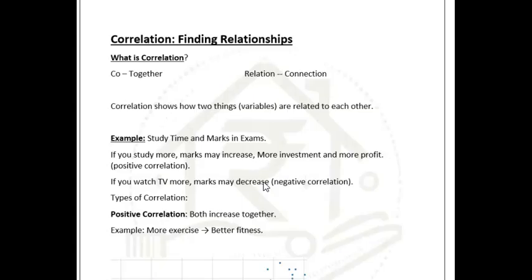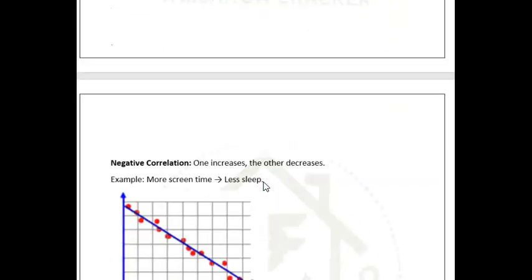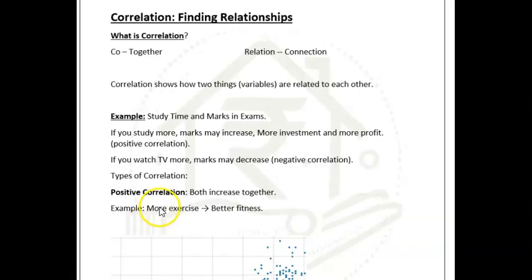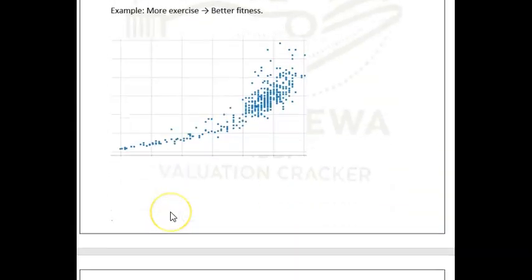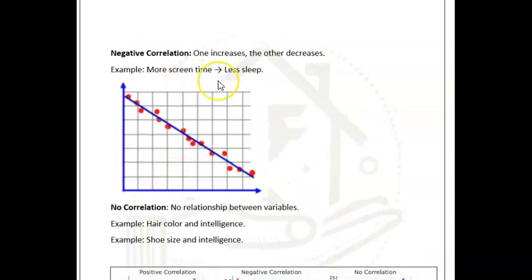In negative correlation, one variable increases and the second variable goes in the opposite direction. That is called a negative correlation. An example is more screen time, less sleep. If you watch more movies on TV, you will get less time for sleep.